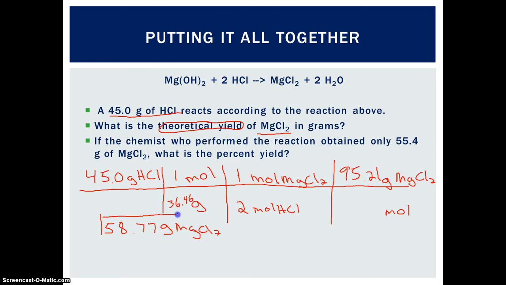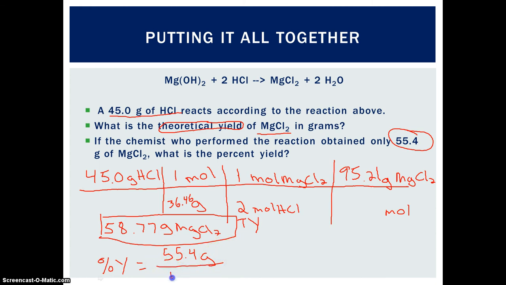This right here is my theoretical yield. Okay, to find my percent yield, it's actual yield divided by theoretical yield times 100. The actual yield needs to be given to you in the problem, or you find it by experiment. This is, someone actually does this reaction. They mixed 45 grams of hydrochloric acid with the amount of magnesium hydroxide they would need, and they actually got 55.4 grams.